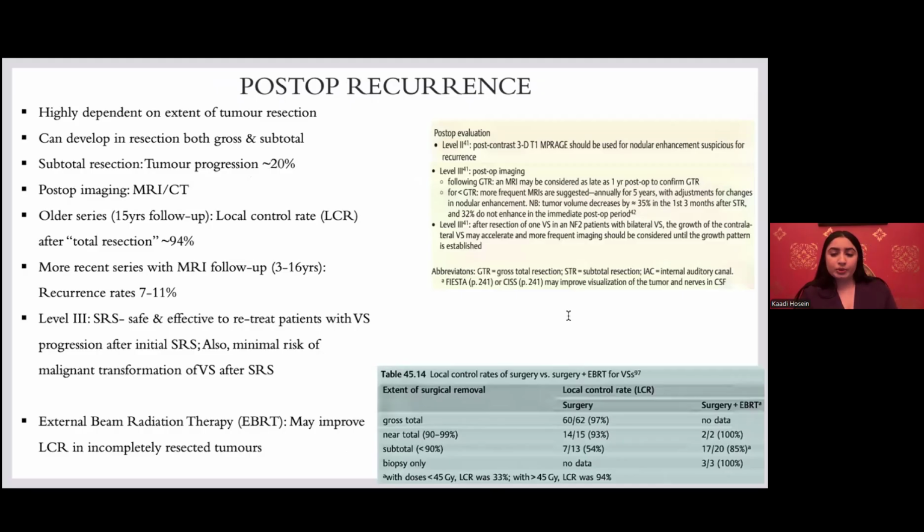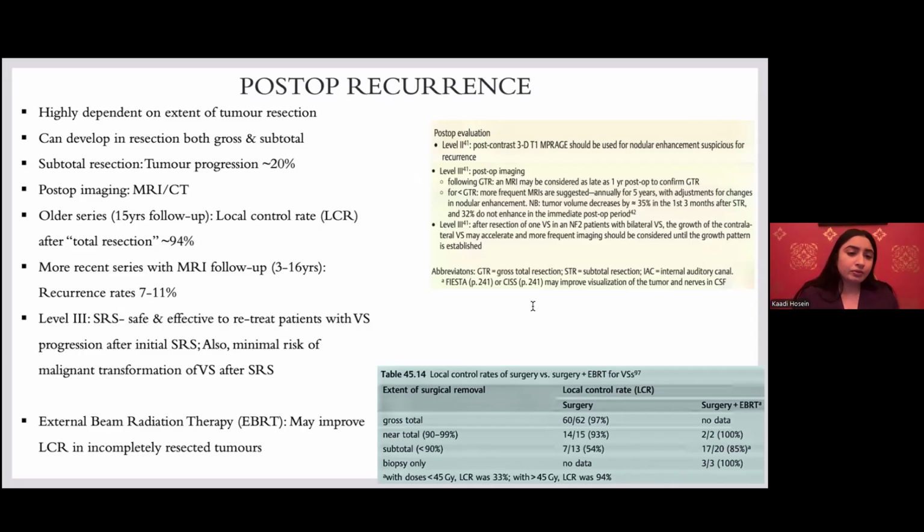In terms of post-operative recurrence, it's highly dependent on the extent of tumor removal, and it can develop in tumors that were apparently totally removed, or even when subtotal resection was performed, and this can even occur many years post-treatment. Tumor progression rate following subtotal resection is about 20%, and all patients should have follow-up imaging. In an older series by Pollock et al. with up to 15 years follow-up, the local control rate after total resection was 94%, but more recent series with MRI follow-ups indicate recurrence rates of 7 to 11% with 3 to 16 years follow-up.